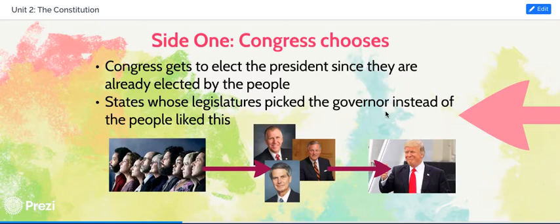So the question is, do we trust the people to make a good choice? These homies over here say, no, we don't, okay? We only trust them to put us in power so that we can legislate for them, and then we'll make all the choices from there, okay? So that's side 1, Congress getting to choose.